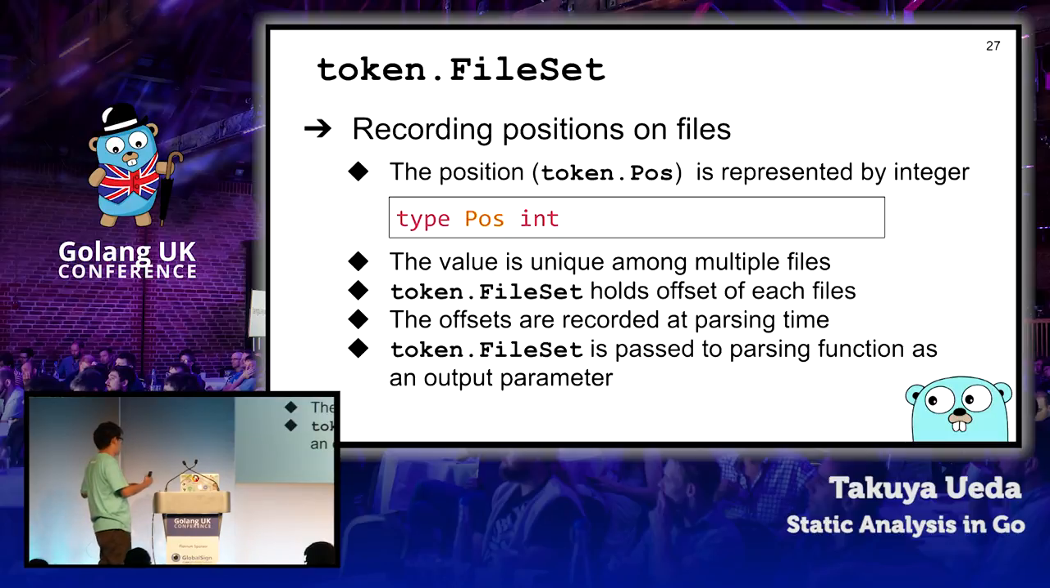Okay, I've skipped the explanation of token.FileSet. I'd like to explain it here. A FileSet records positions in source files. The position of a token or AST node is represented by an integer value of type token.Pos, like this. A value of token.Pos is unique among multiple files. Because the FileSet holds the offset of each file, it can map a value of type token.Pos to information such as which file, which line, and which column. The FileSet records these offsets at parsing time, so parsing functions accept a FileSet as an output parameter.